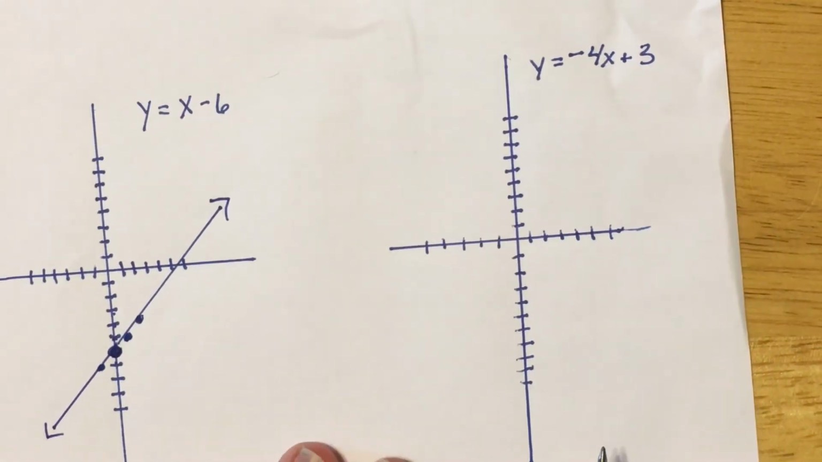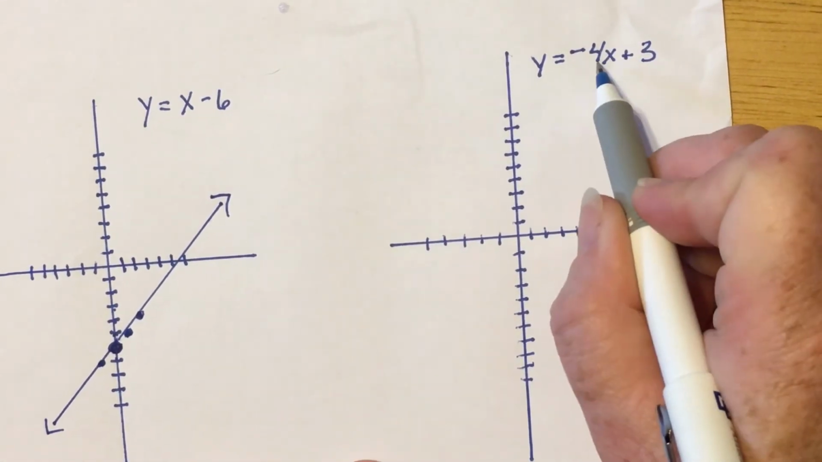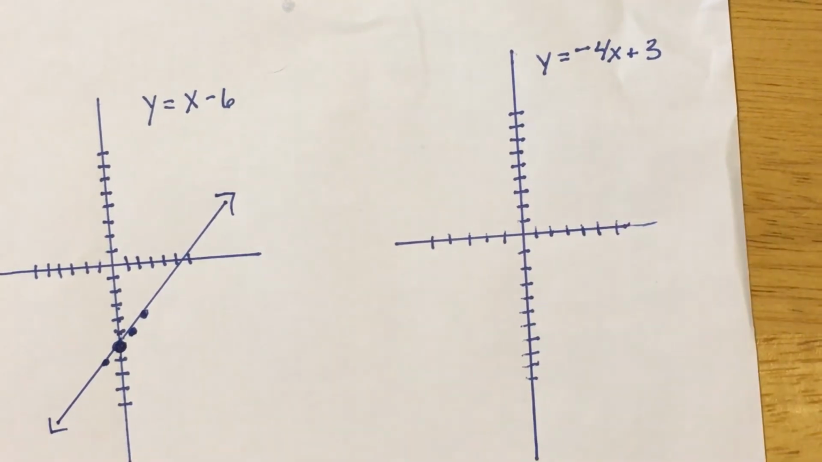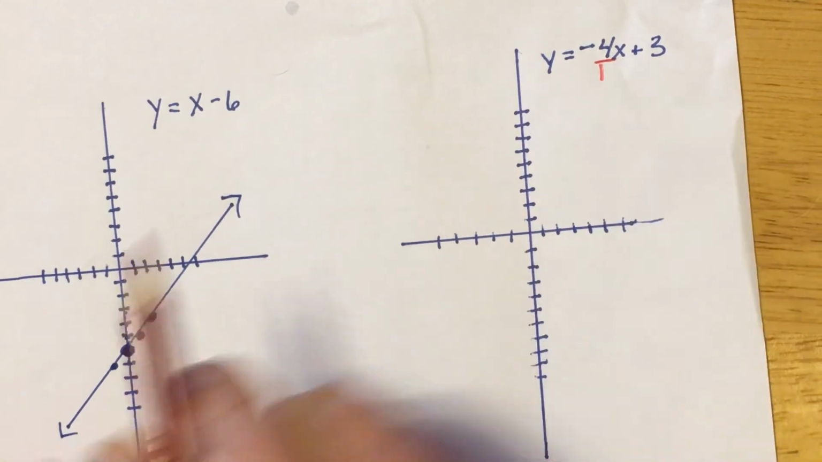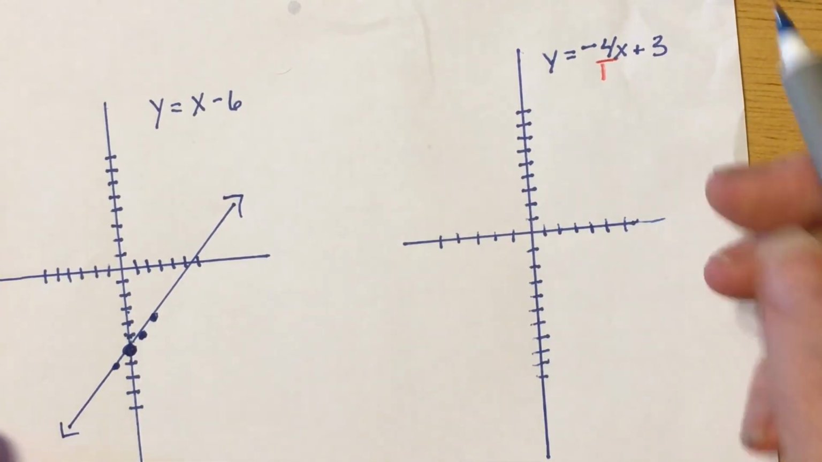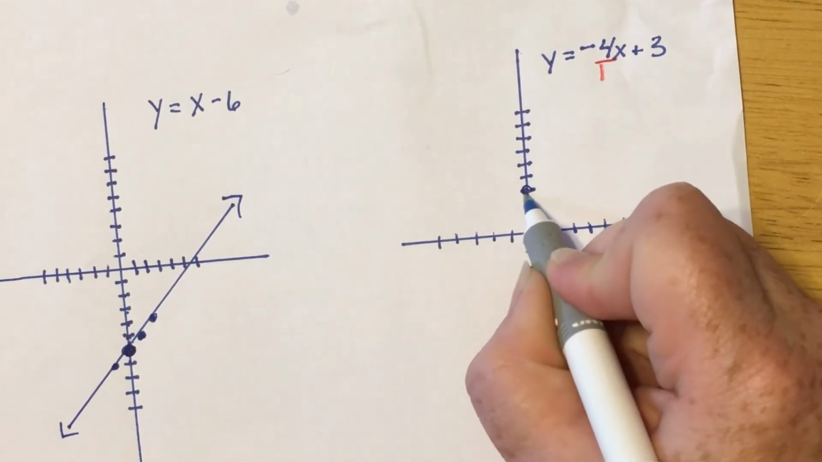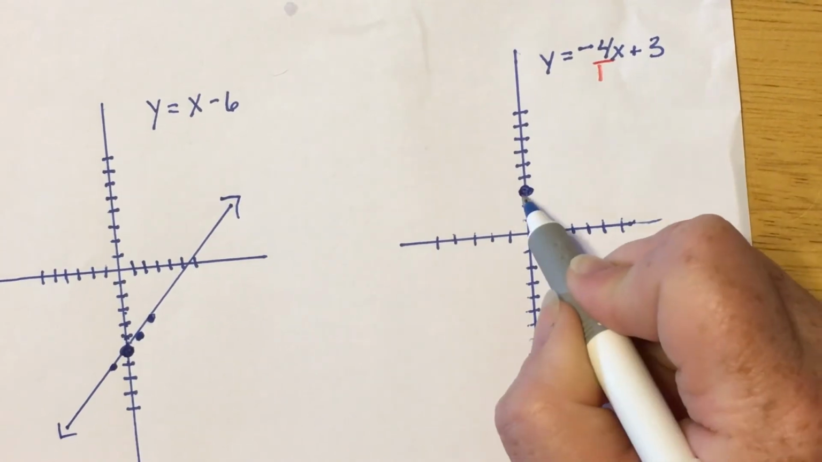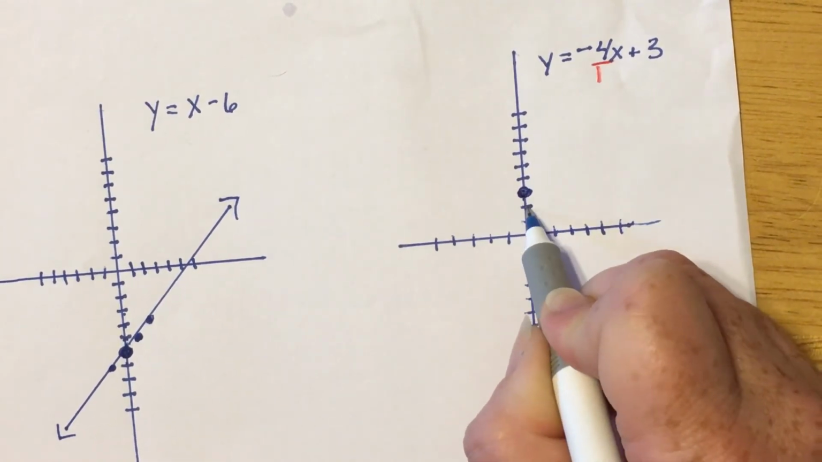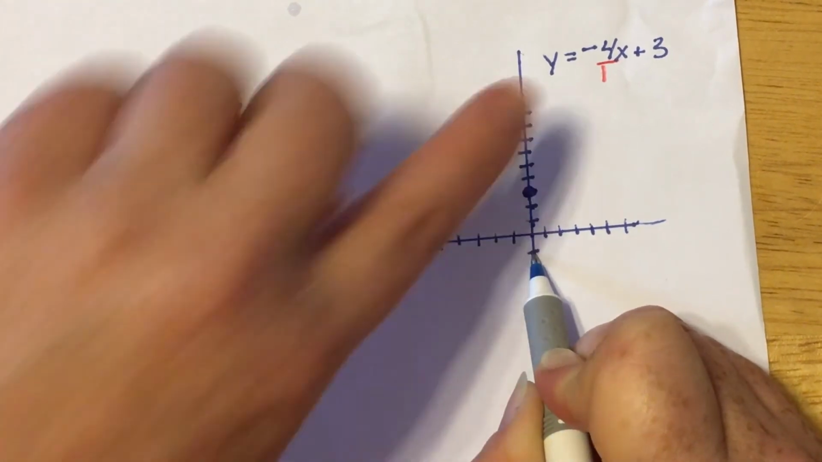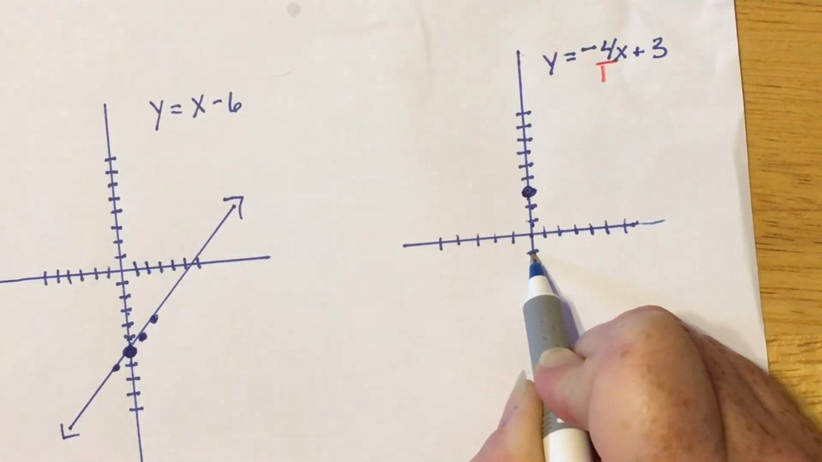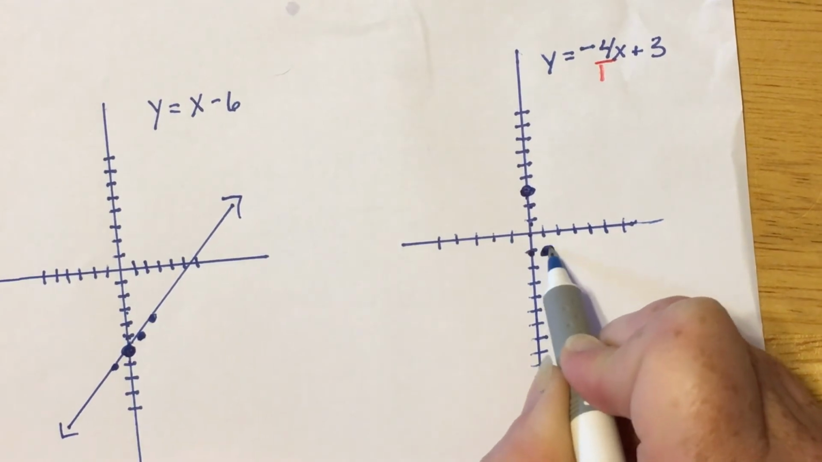The last one I would like to show you is if we have a negative number. Again, you want to make this a fraction, put a 1 under it. So now I'm going to start at 3. Again, that's my y-intercept, and I'm going to go down 4. 1, 2, 3, 4. But this positive 1 here tells me to go right 1.